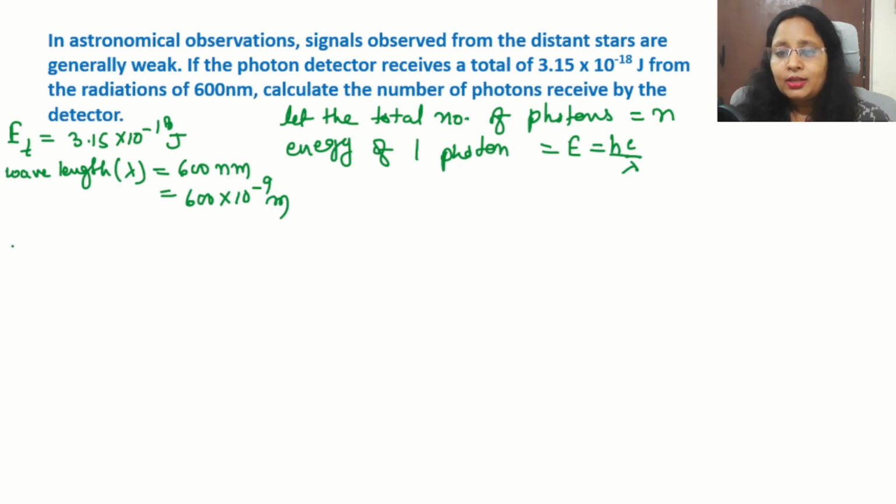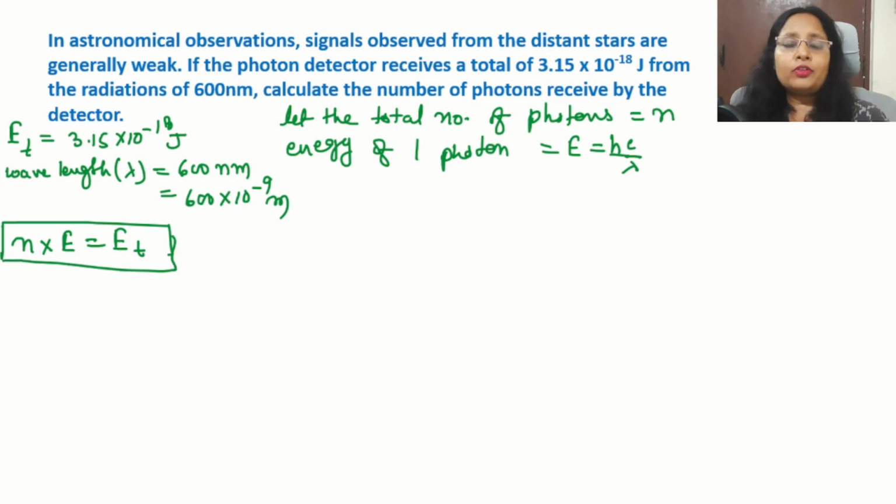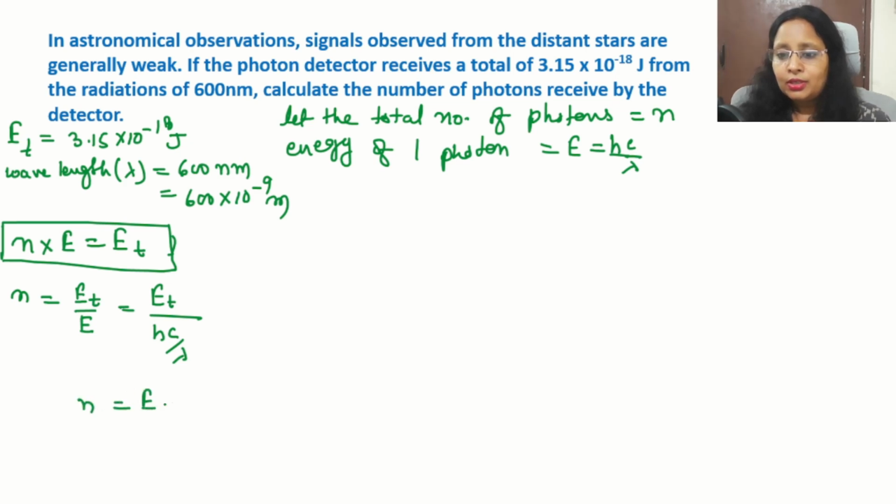Now we know that the number of photons multiplied by the energy of one photon is equal to the total energy. Total energy is equal to the energy of one photon into the total number of photons. From here we can write n is equal to E_T upon E. And if we substitute the value of E, E_T upon hc by lambda, we can write n is equal to E_T into lambda divided by h into c.